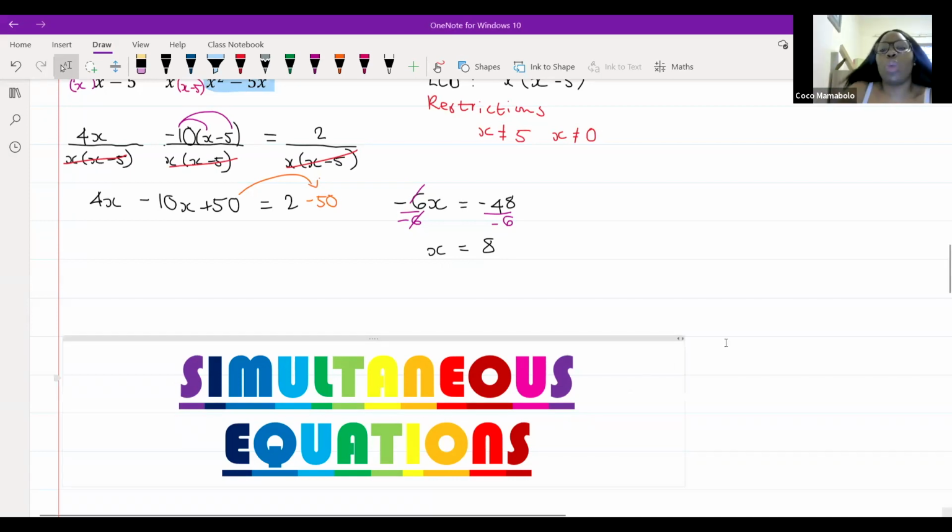All right. So when we solve for simultaneous equations, who can tell me what does the word simultaneous actually mean? Who knows?